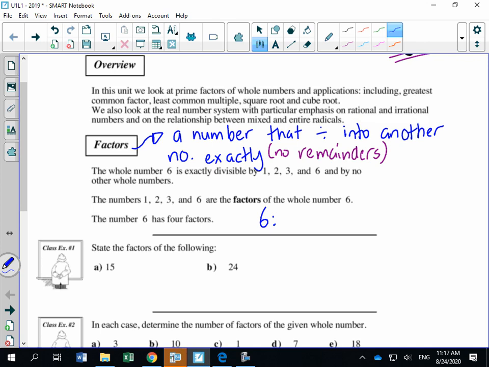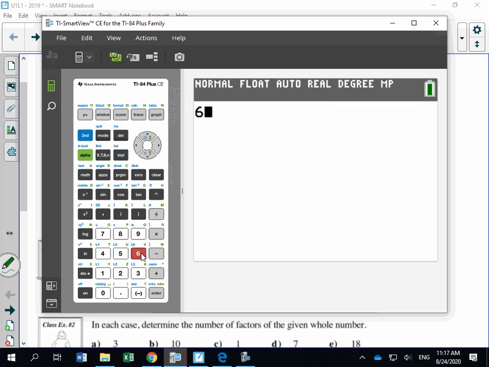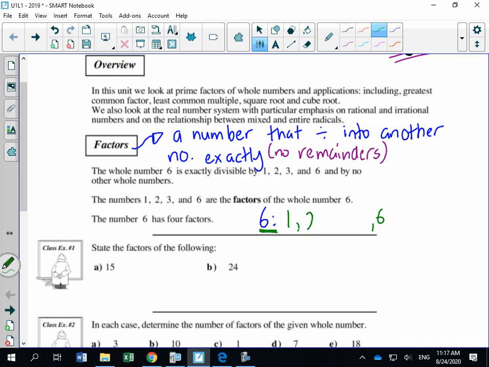I always want you to write the number that I give you and then write a colon. And you're always going to start with the number 1. So 1 is a factor of 6, as is 6. If you divide 6 by 2, the answer is 3. So 2 is a factor, as is 3. So then I'm going to write down 2 and 3.